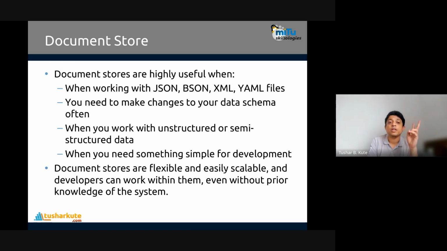First, when you need to make changes to your data schema often. I need to change the schema in the sense that I want to change the document architecture, and there we use it. Second, when you're working with unstructured or semi-structured data; XML is a semi-structured format that we can use. Third, when you need something simple for development. This architecture is actually simple, as per our experience. So document stores are flexible, easily scalable, and developers can work with them even without prior knowledge of the system. Again, simple and identifiable.